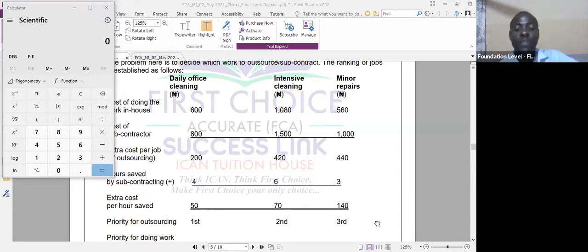Then the one of 70 naira for just 1 hour will be second. And the third one, 140 naira for every 1 hour you save. You're willing to pay 140, so you would like to do it yourself and see what is happening in that product line. So you will want to look at the ranking there. You see the priority for outsourcing: you outsource the one where you spend lower.